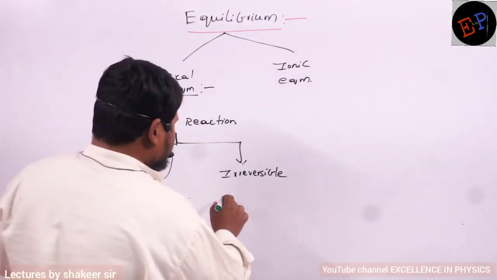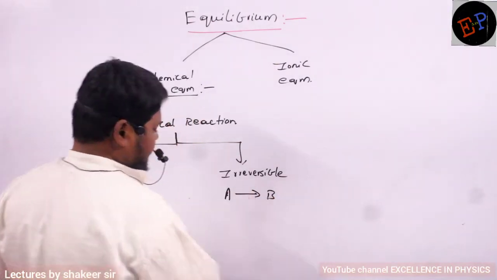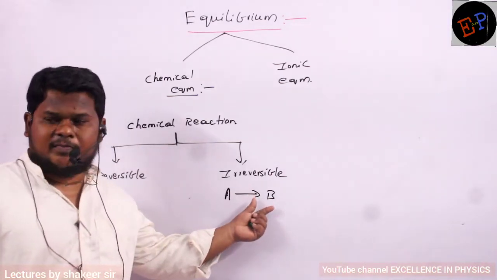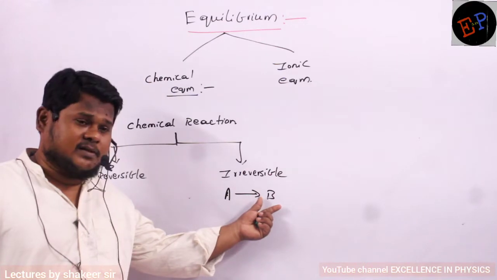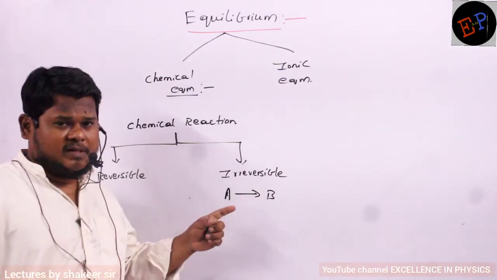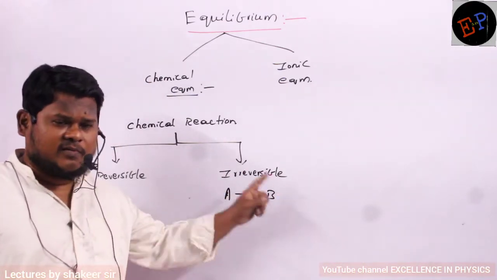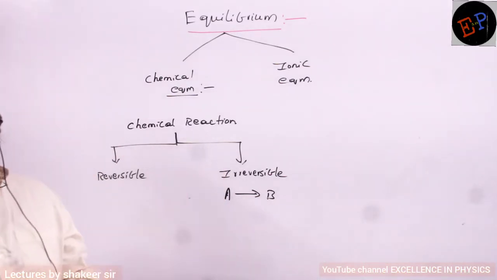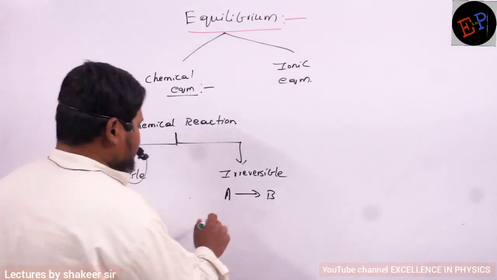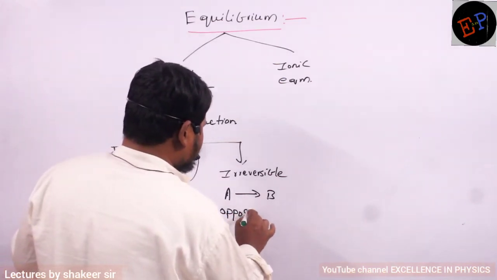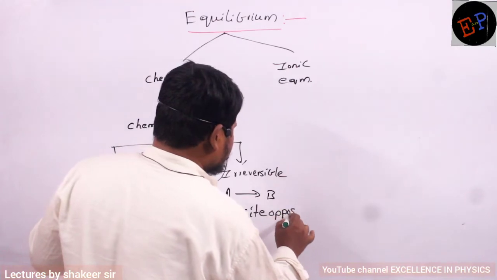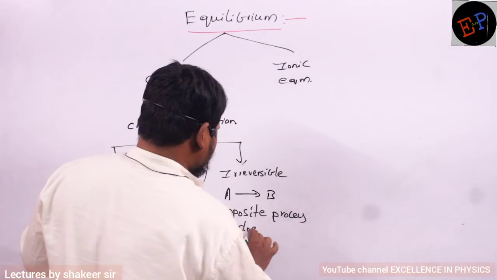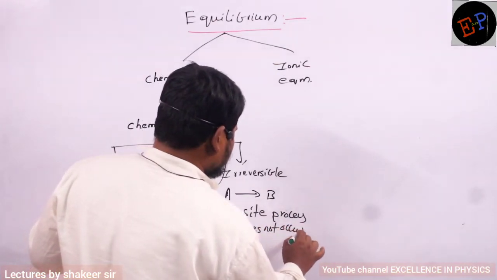So irreversible means what? A can form B. It means that this reactant can form this product B, but simultaneously B cannot form A. It means reaction is occurring in only one direction. It is not occurring in the opposite direction. That type of reaction is called an irreversible reaction. So the opposite process does not occur simultaneously.